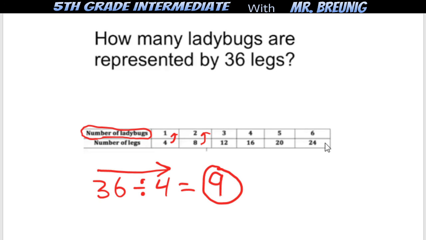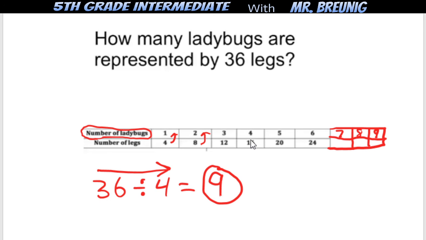Another way I can do it is I can actually look at this chart here, and I'm going to extend this chart out a little bit. All right, let me go ahead and extend it out so I can write some more numbers here. In the top row, I can see that it's going up by 1. So after 6, I would have 7. I'll go ahead and put in another one here. I'll have 8 here. And let's throw in the 9, because that's what I think my answer is going to be. All right, now look at the bottom row.